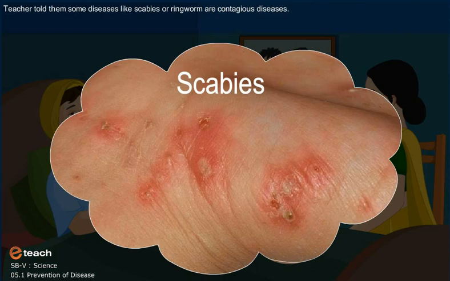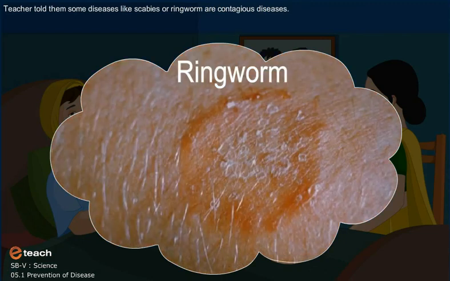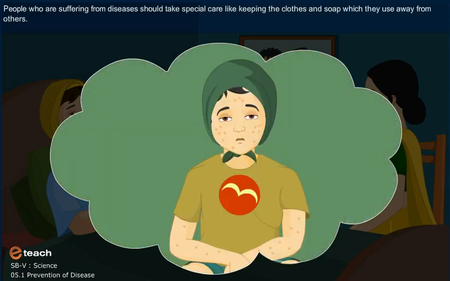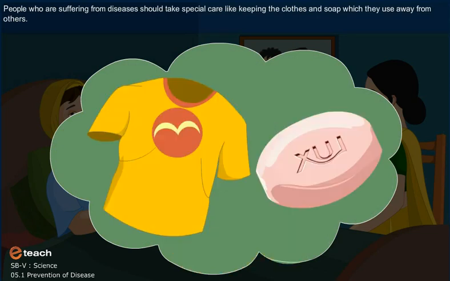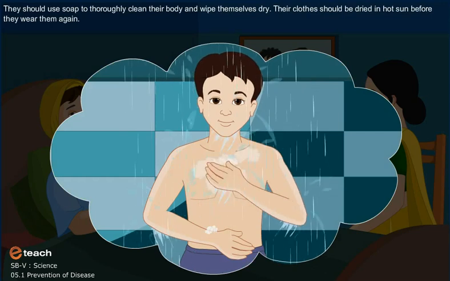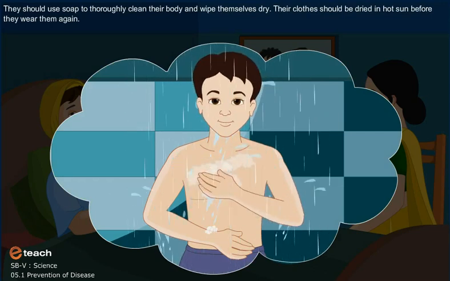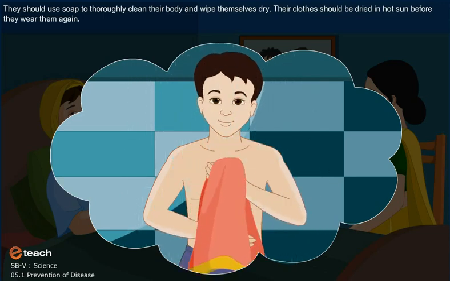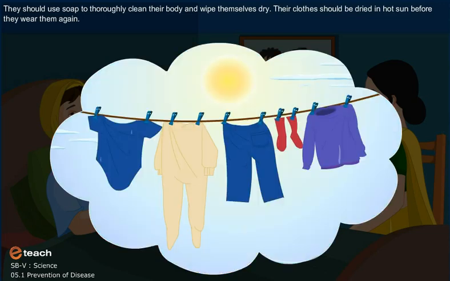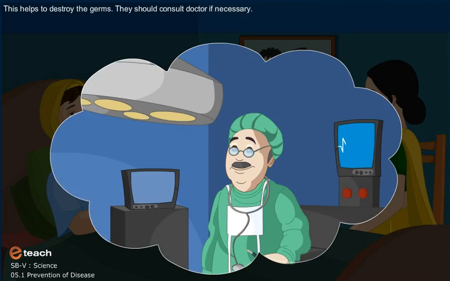Teacher told them some diseases like scabies or ringworm are contagious diseases. People who are suffering from these diseases should take special care, like keeping the clothes and soap which they use away from others. They should use soap to thoroughly clean their body and wipe themselves dry. Their clothes should be dried in hot sun before they wear them again. This helps to destroy the germs. They should consult a doctor if necessary.